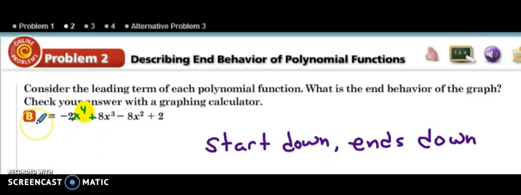So in this problem, we're describing the end behavior. My degree here is 4. Even degrees have to go in the same direction, so 4 either goes up, up, or down, down. But I have a negative coefficient, so it's going to take the whole graph and flip it upside down. So my end behavior, I'm going to start down, end down.